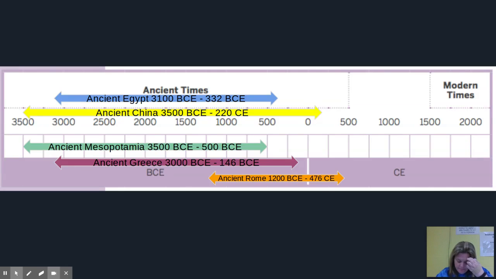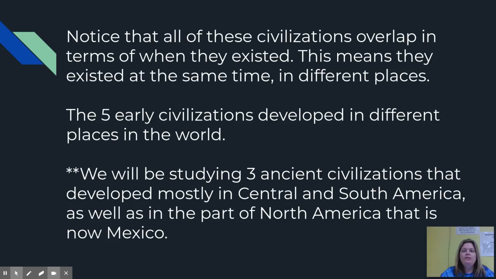Now, I'm having a look at the book. Notice that all of these civilizations overlap in terms of when they existed. This means that they existed at the same time, but in different places. The five early civilizations developed in different places around the world. We are going to study three ancient civilizations that developed mostly in Central and South America, as well as part of North America and what is now Mexico.